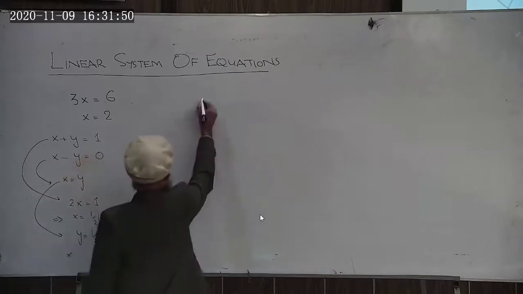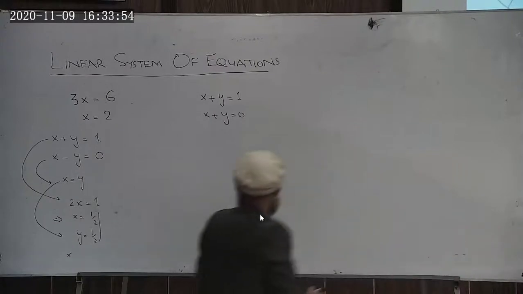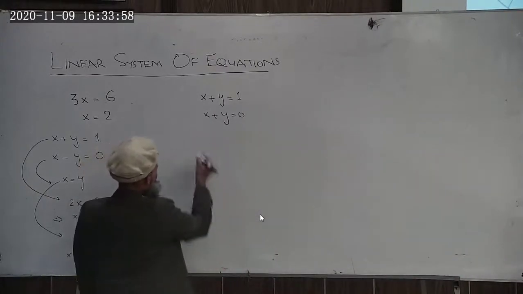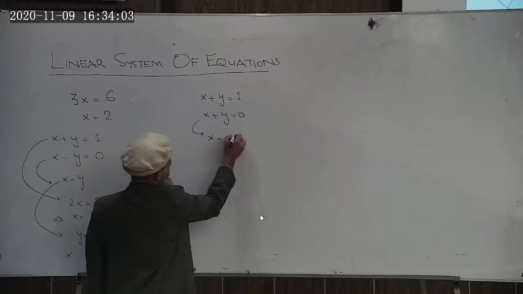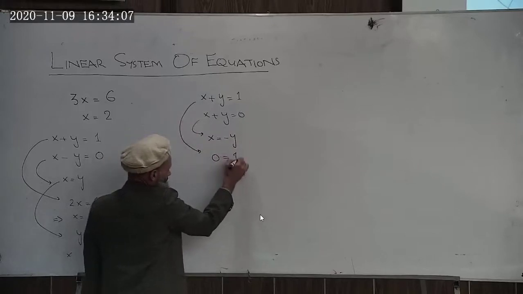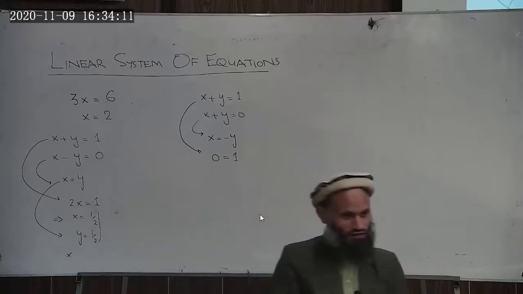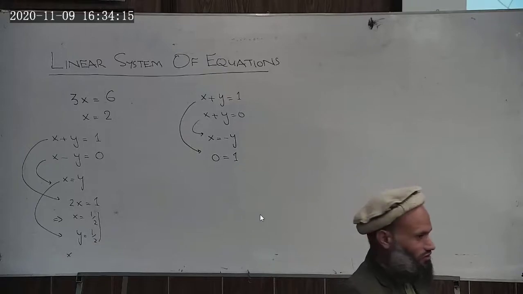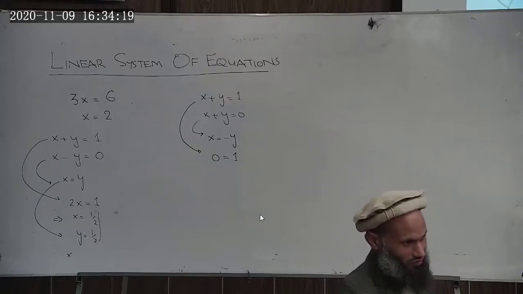For example, if we have this equation, let's say, another system of equations, and if we, for example, again find by substitution we have 0 equal to 1, so there is no value of x and y which satisfies this system of equations. So we say that no solution exists to this system of equations.